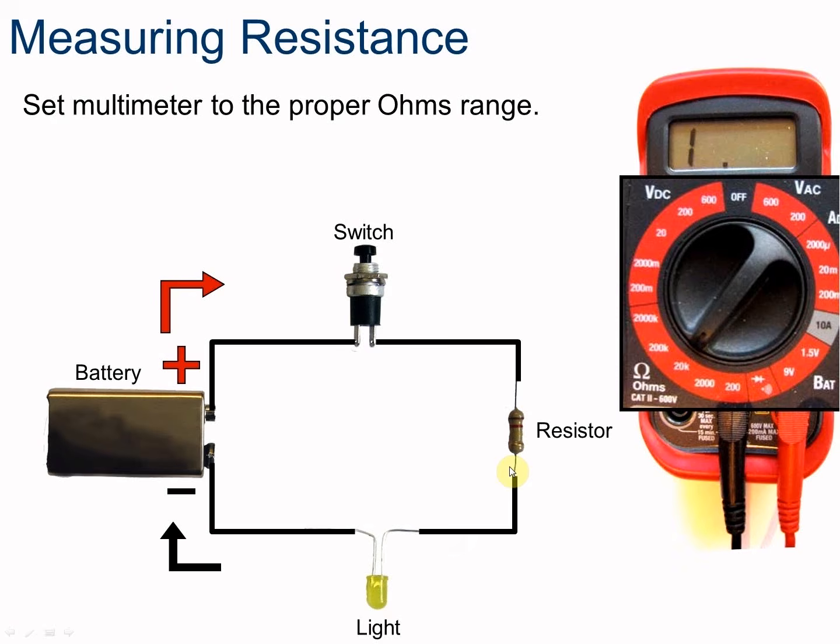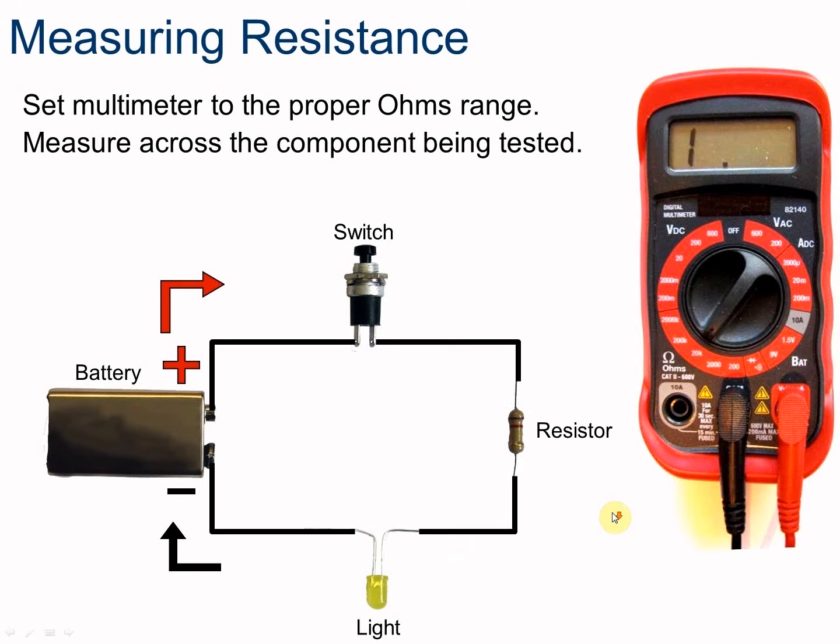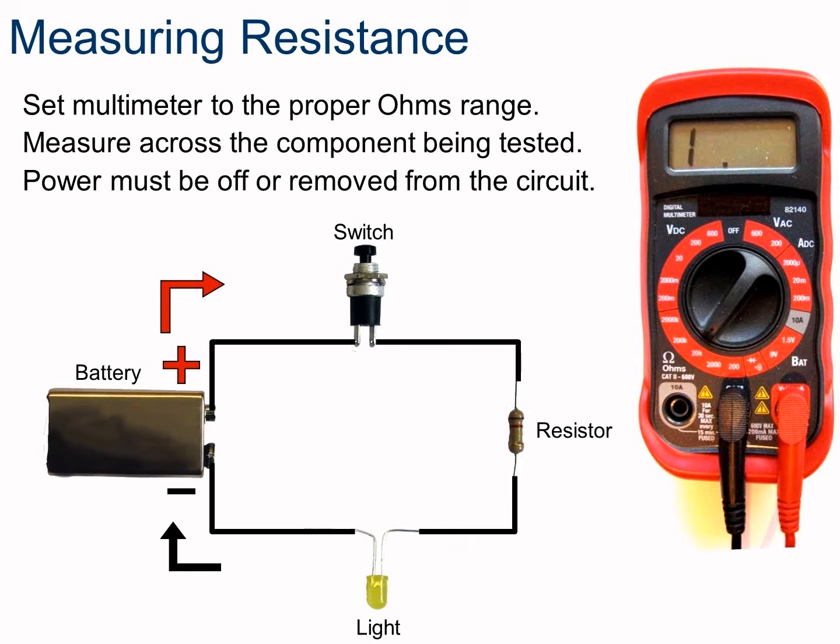So we need to take the battery out of the circuit. You can see on our multimeter, here's the omega symbol for ohms, and we're setting it currently at 20,000 ohms. It can be moved from one to the other as needed. So we're going to measure across the component being tested, and again, the power, or in this case the battery, needs to be removed. And when we look at our meter, you can see it looks very different.